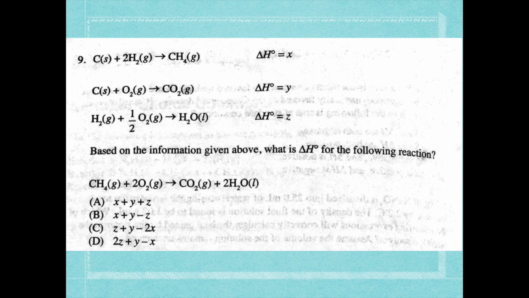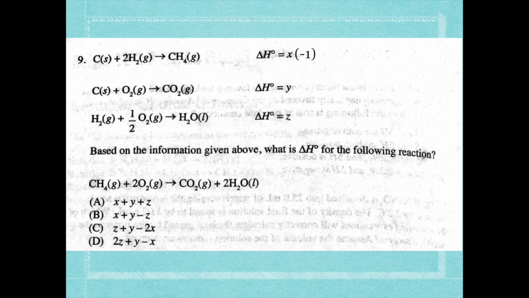For number 9, it gives me the overall reaction, and it tells me to find the enthalpy. Now, this is just like the first problem we did, so let's look for major players. My first major player is CH4. I know that first reaction is going to have to be flipped, because right now CH4 is a product and I want it to be a reactant. So I'm going to multiply that by -1.